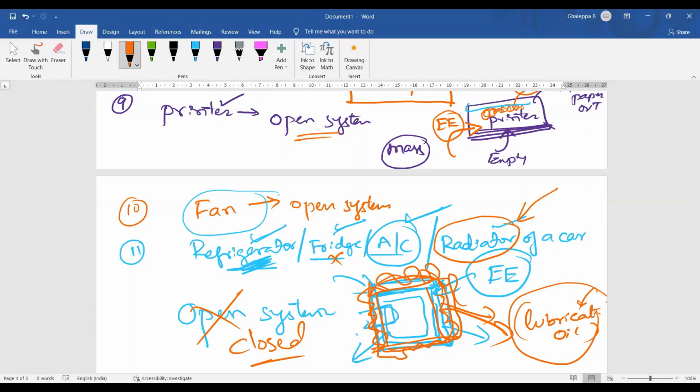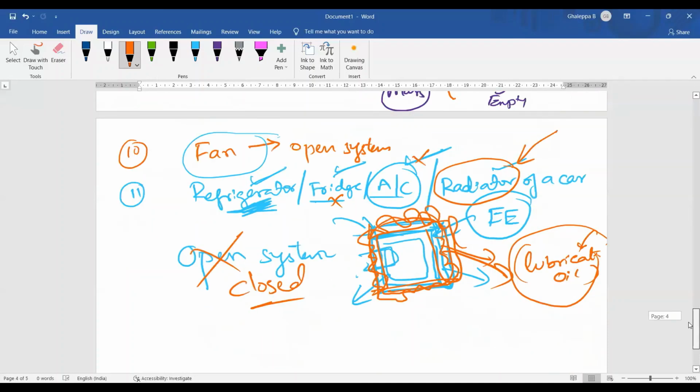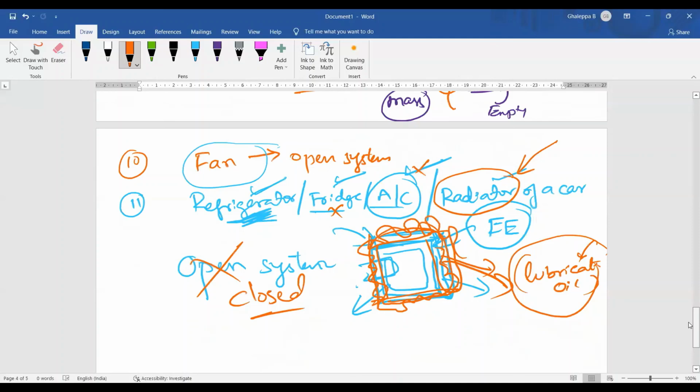Every day, are you filling the refrigerant inside the AC? Do you change the AC pipe every day? No, sir. Maybe once or twice in a year, or maybe once in every 3 years. Okay, so refrigerator, fridge, AC and radiator are closed systems.